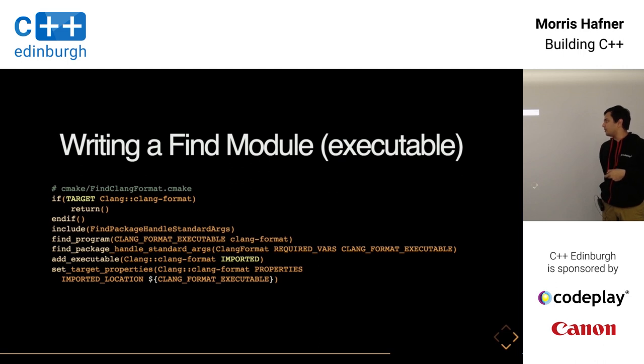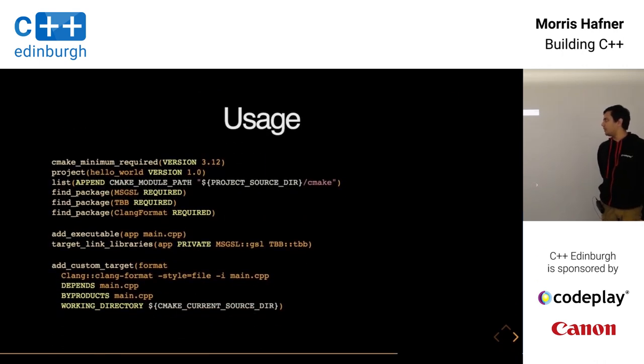Yeah, so pretty much look the same. I don't find a library, I don't find a path, I find a program. Call clang-format, stores in the variable here, and the rest stays the same. I add an imported executable here and set the imported location to the clang-format executable. The rest stays the same. Yeah. So now we've written three different find modules, and we can use them now in our project.